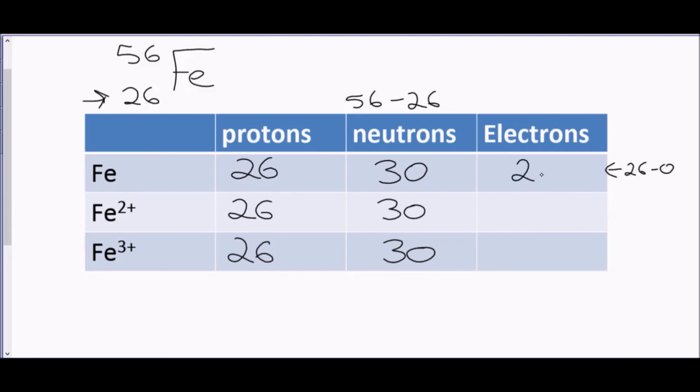Looking at the electrons, so we're doing atomic number, take the charge, which is 0 for the neutral atom, so 26 electrons. For Fe2+, we're doing atomic number, take the charge, which is 2, 24 electrons. And then in Fe3+, 26 take away 3, 23 electrons. And that's what your table should look like if you have answered this question correctly.